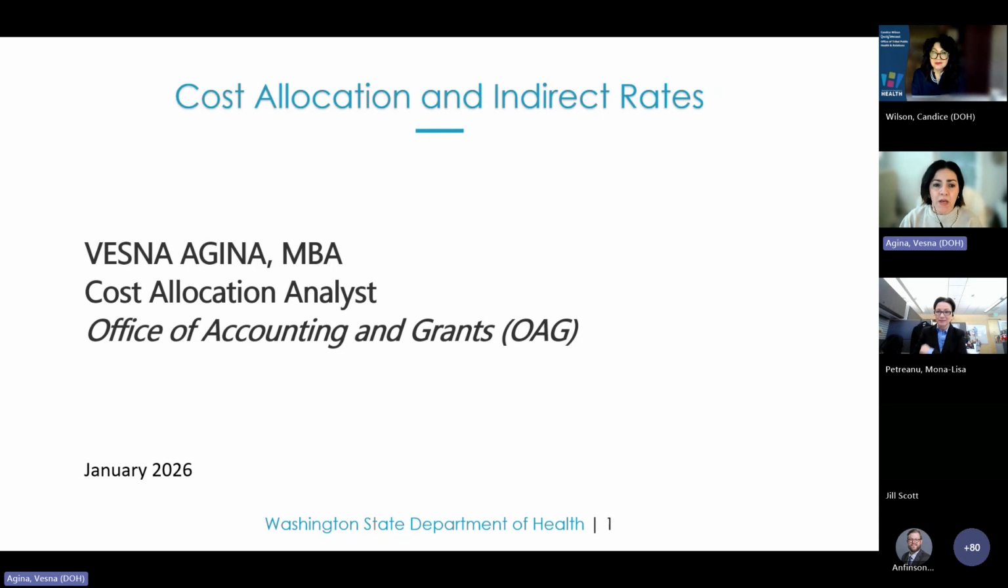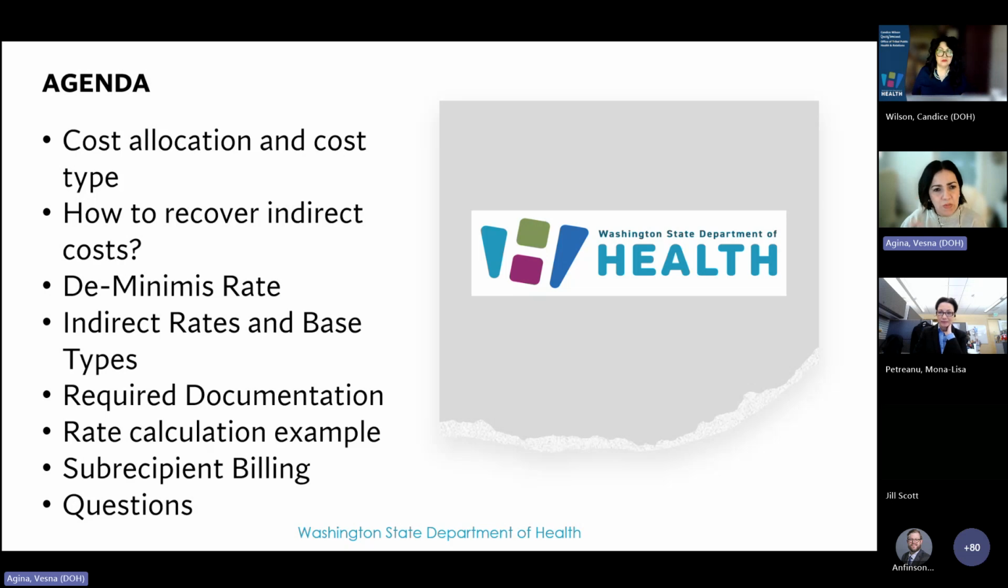I think you can. So again, this is just my information here, and today we are going to be talking about the cost allocation and cost type, how to recover your indirect cost. I'm also going to talk about the de minimis rate, and give you some information regarding indirect rates and base types, some required documentation that should be sent to us when you are sending your proposals for our review. And then I'll also provide some really basic examples of how to calculate your indirect rate.